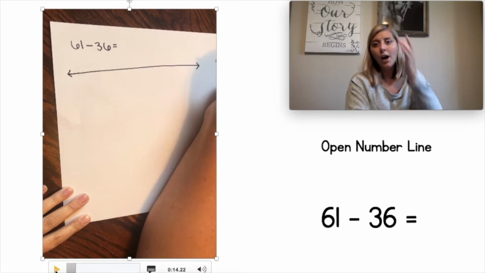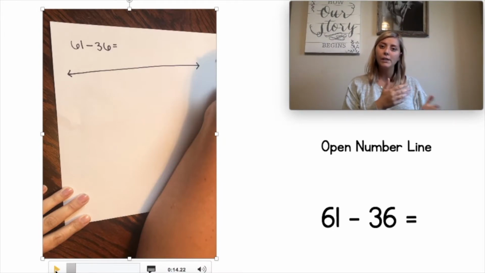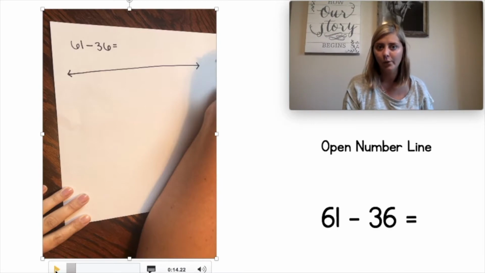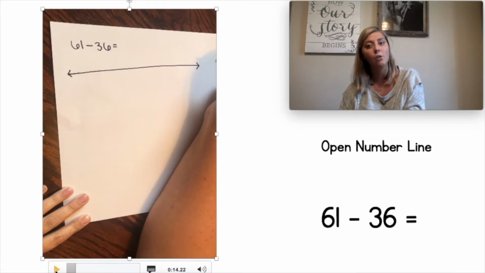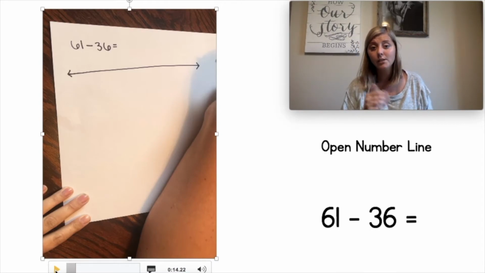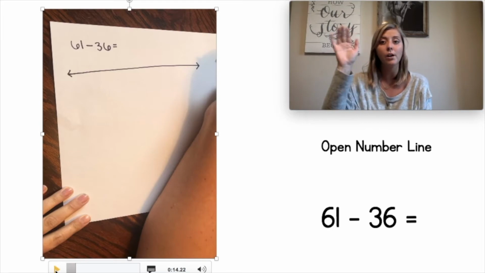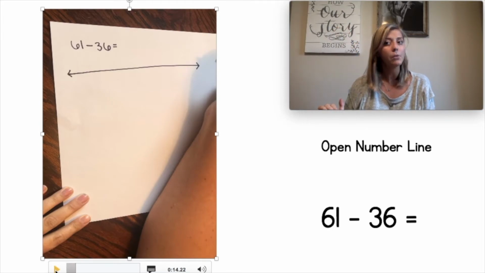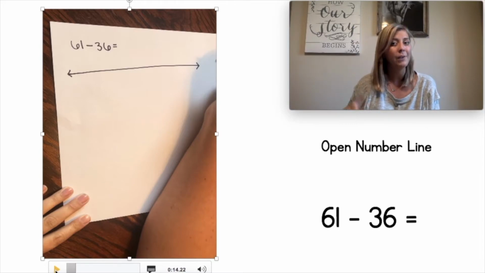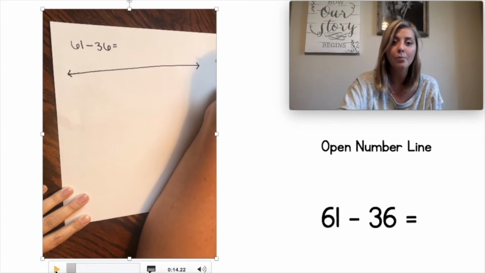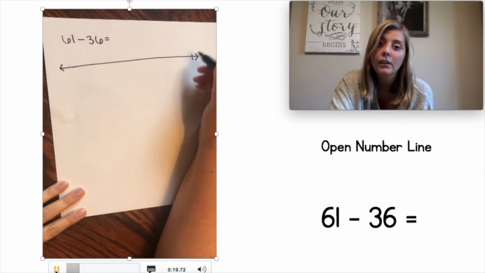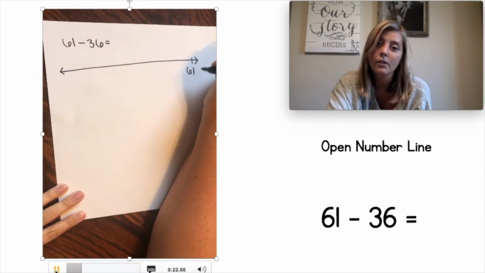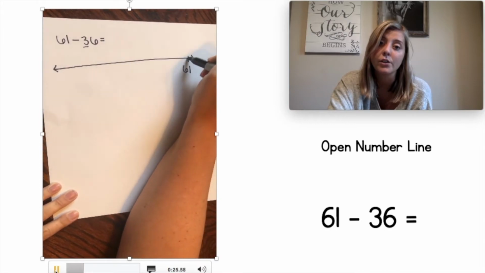When we were doing addition, I plotted my first number on the left side of my number line. Because as we know about number lines, as you go further and further right, the numbers are going to get bigger and bigger and bigger. And if you go left, the numbers will get smaller. 61 minus 36. I'm starting with 61 and I'm taking away. So are my numbers going to get bigger or smaller? If I'm taking away, they're going to get smaller. So when I plot 61 on my number line, I'm going to plot it on the right side, because I know I'm going to be working left as I subtract 36.